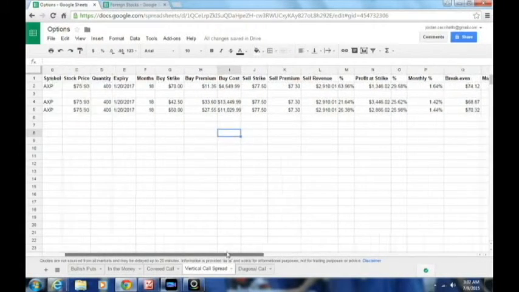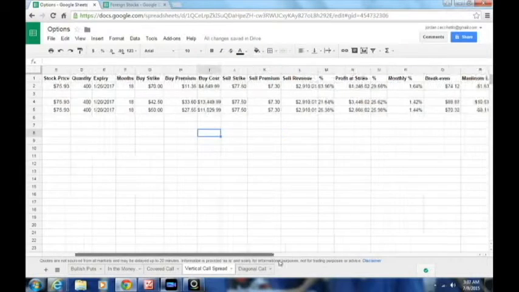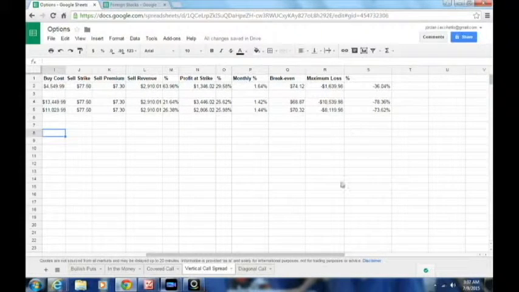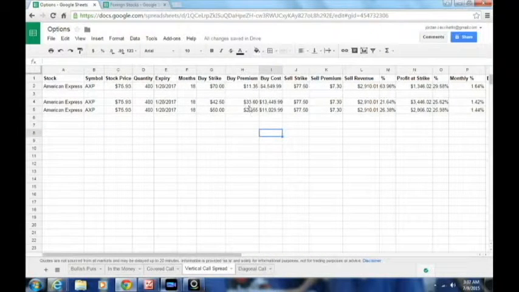So upon analysis, I think the $70 option would be best, with a max return of almost 30% and a max loss of 36%. Now these all take into account all commissions, which again is very important, and that's why you should have an options calculator to make sure to include all of that in your calculations.